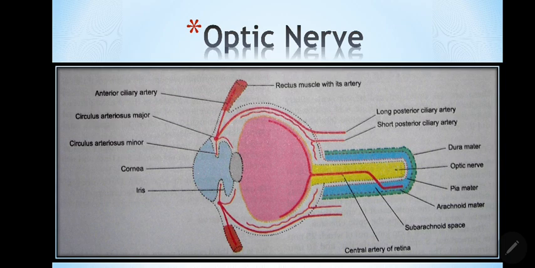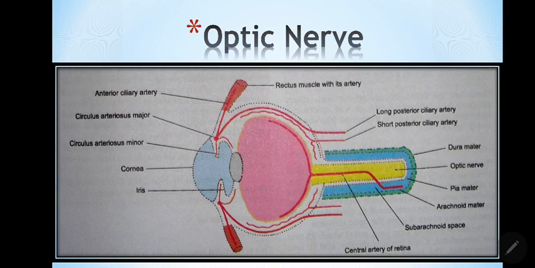Next you are seeing the optic nerve and its relation with the central artery of retina. You know that the central artery of retina is a branch of the ophthalmic artery, right? I just showed you before in the previous slides. And the ophthalmic artery is a branch of the intracranial portion of the internal carotid artery. And you know all these vessels, the cerebral vessels, they are all contents of the subarachnoid space. They all are covered by meninges.